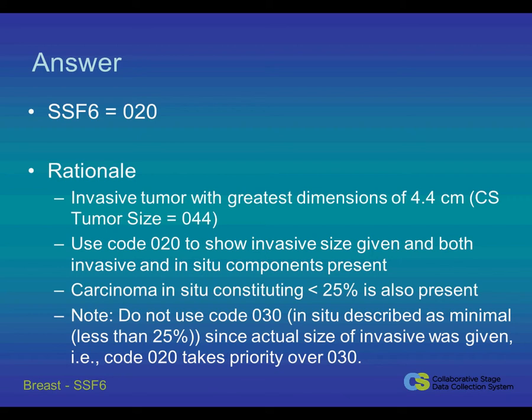In this scenario, you are once again given the size of the invasive tumor. The size is stated to be 4.4 centimeters, so you would record CS tumor size as 044. There is also in situ tumor present, and the path report states that this constitutes less than 25% of the tumor. However, do not use code 030 for site-specific factor 6, since you do know the size of the invasive component and you recorded that in the CS tumor size.